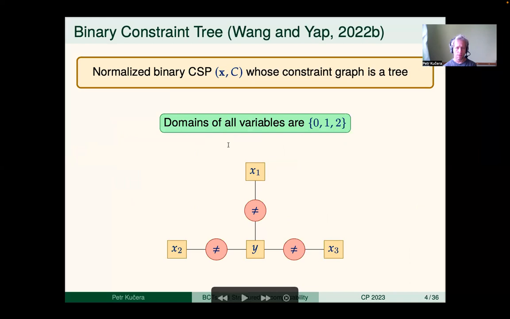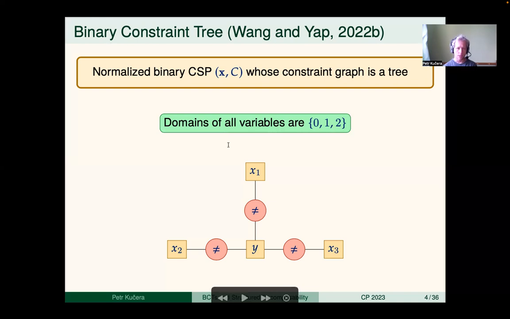Okay, so there are various ways how we can represent constraints, and one of them was introduced by Wang and Yap in the 2022 paper. And the idea is that we can use CSPs to represent much more complex constraints. And in particular, it's useful to use normalized binary CSPs whose constraint graphs are trees. And we call these binary constraint trees.